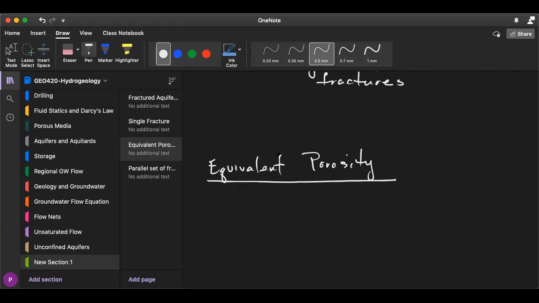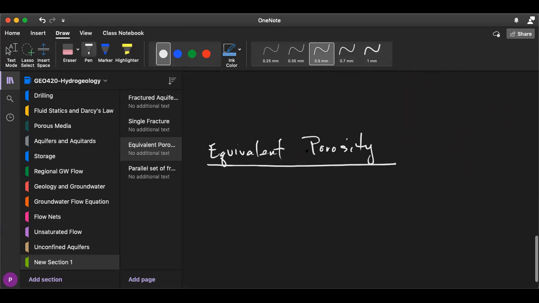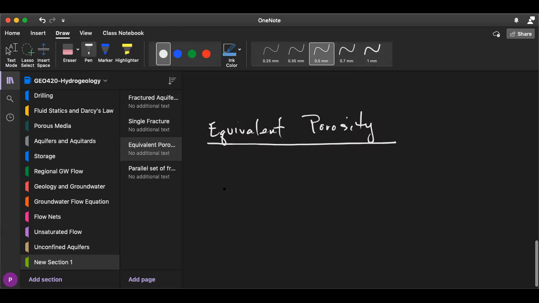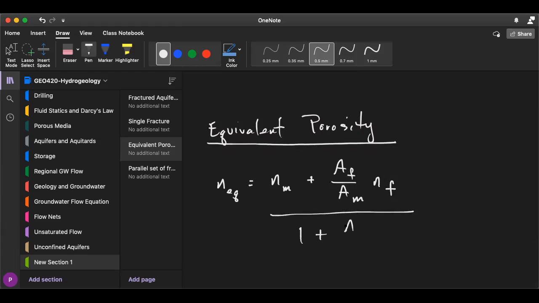All right, equivalent porosity is basically the exact same equation, except that N equivalent is equal to the porosity of the matrix plus area of fracture times area of matrix times the porosity of the matrix over 1 plus area of fracture over area of matrix.